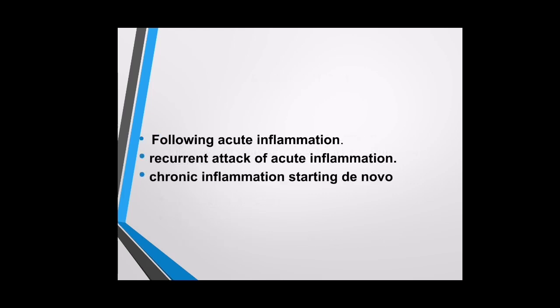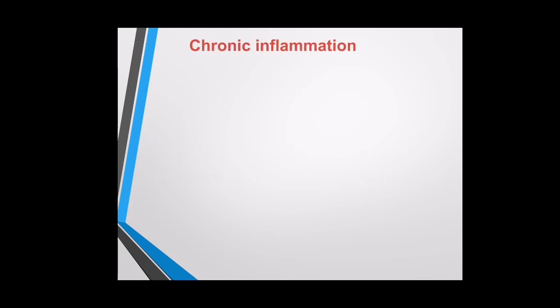Chronic inflammation occurs following acute inflammation when tissue destruction is extensive or the bacteria survive and persist at the site of acute inflammation. It can be due to recurrent attacks of acute inflammation, which is seen in chronic pyelonephritis or chronic cholecystitis. It can also start de novo, as seen in Mycobacterium tuberculosis, an organism with low pathogenicity. Let's discuss the causes of chronic inflammation.